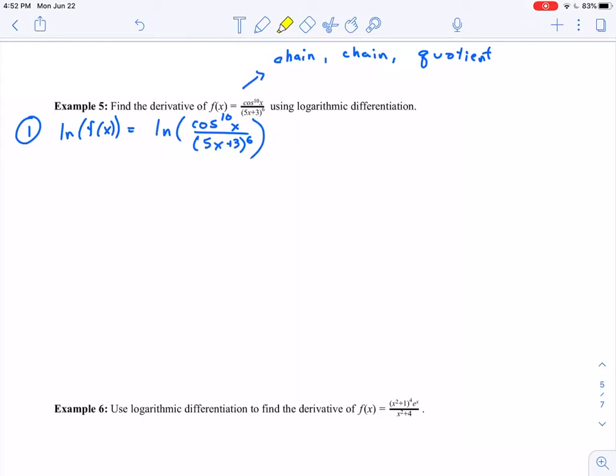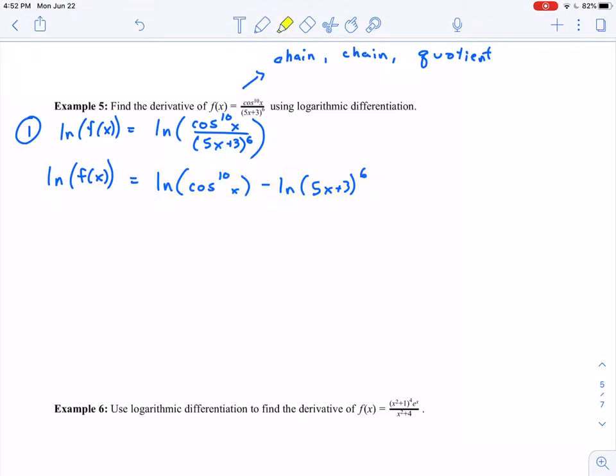So first, I see this fraction right here. I'm thinking about that second logarithm property. On the left-hand side, this isn't really going to change at all. It's just going to be natural log of f of x. But on the right-hand side, I see natural log of cosine to the 10th of x minus natural log of 5x plus 3 raised to the 6th power. So I've taken this one very complicated looking logarithm and I've broken it up into two, well, I won't say they're simple, but simpler logarithms that are a little bit easier for us to work with.